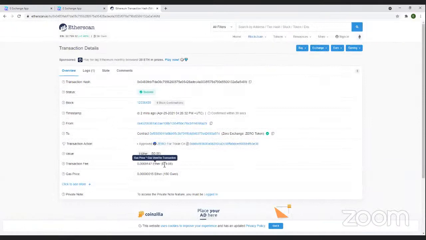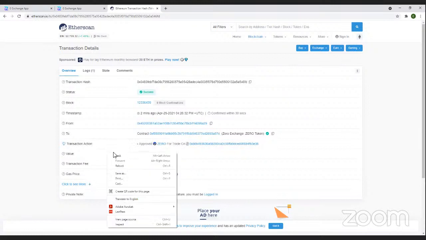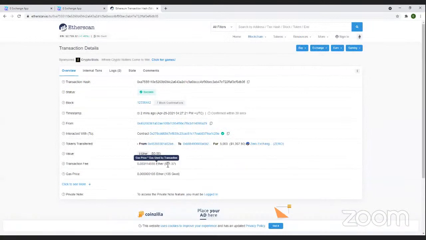So the approval was $20, and I bumped up the gas price heavily. I didn't need to run that much. I think gas is pretty cheap right now. And then the actual deposit was pretty pricey.